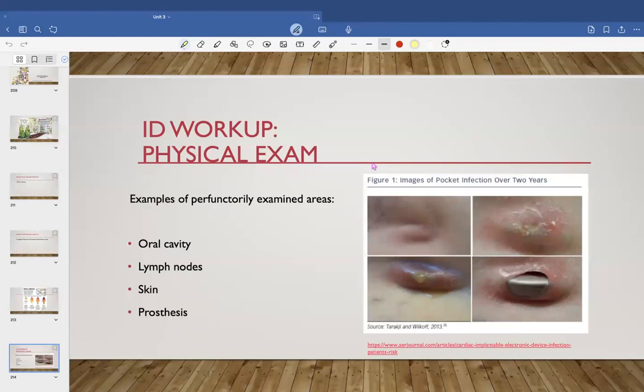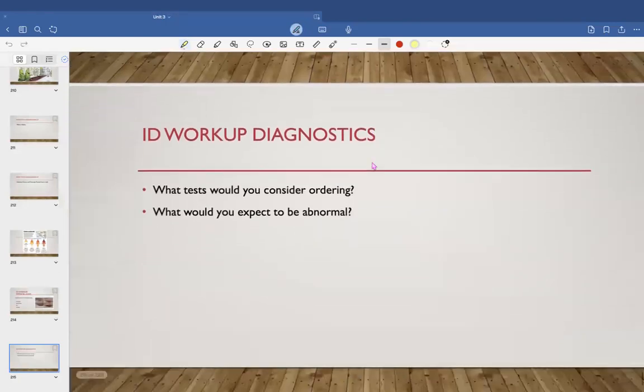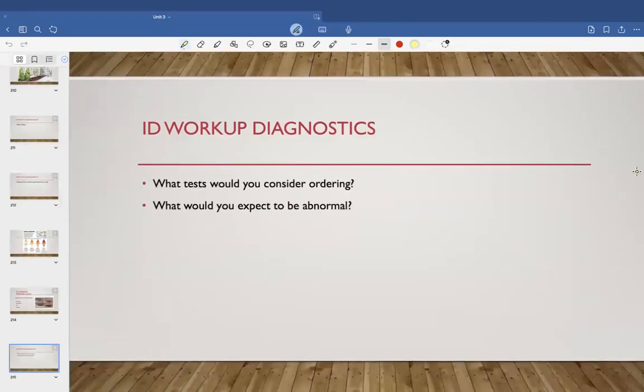So what tests would you consider ordering when you're trying to work up a possible suspected infection? CBC, what else? Lactic acid? CMP. Blood culture? Your urinalysis? Yeah. PCR tests, for whatever you suspect it might be, you might have a point of care test or a PCR or something. Exactly. Good, very good.